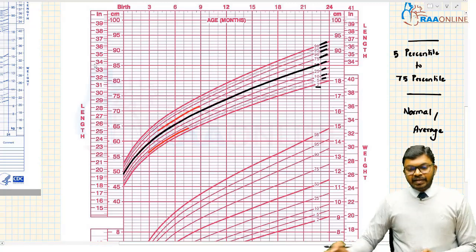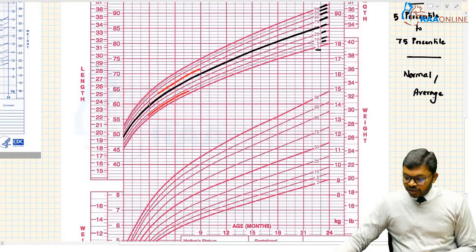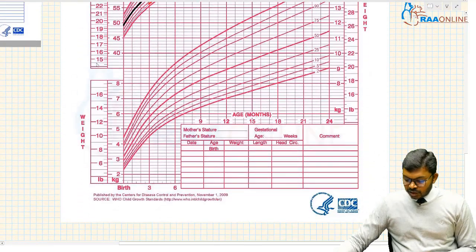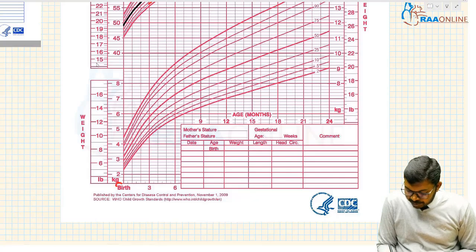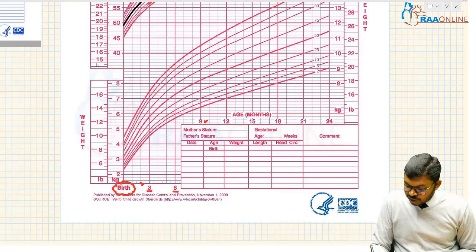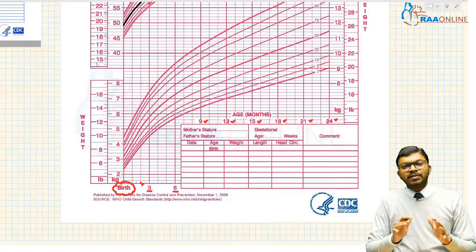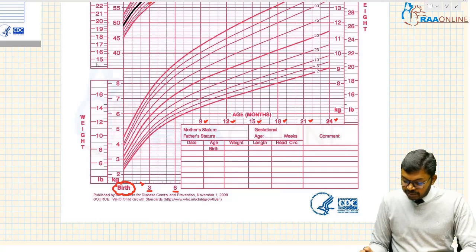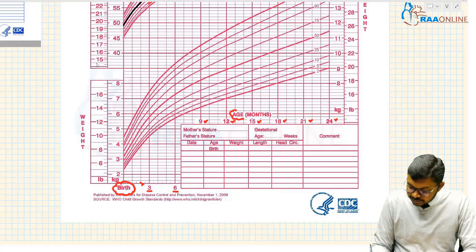Now you can clearly see in this graph, we are going to compare two parameters. On the x-axis, it is going to be birth. So birth is in months. So it's going to be 3 months, 6 months, 9 months, 12 months, 15 months, 18 months, 21 months, 24 months. So the x-axis gives you age.